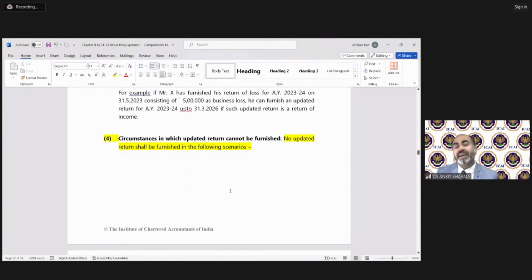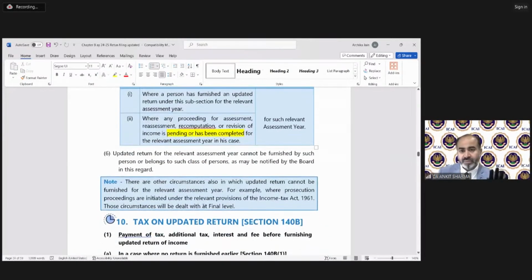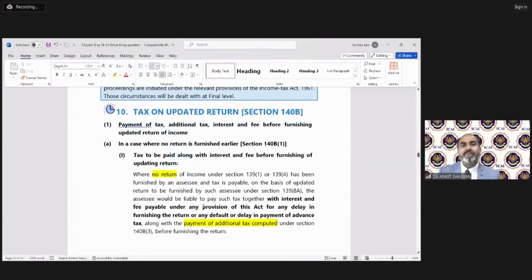Circumstances in which an updated return cannot be furnished. No updated return can be furnished in the following scenario, where a person has already furnished an updated return under this subsection for the relevant assessment year. As we have seen, an updated return can be filed only once. And if there are any cases pending with the income tax department, then for such year you cannot file an updated return. Clear?